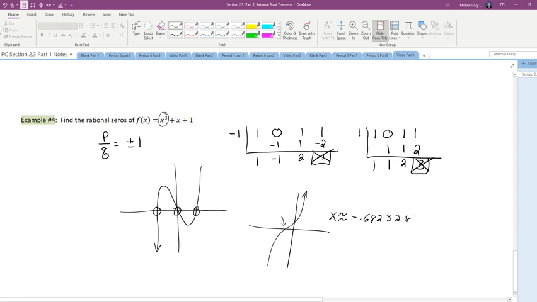And I get a 0 at approximately -0.6822328. So find the rational zeros: none. All right, we'll see you on the next one.